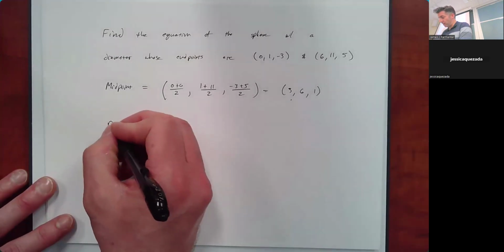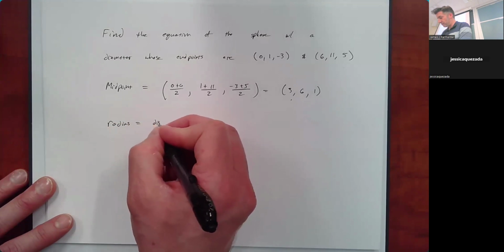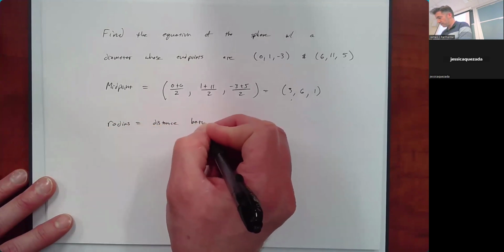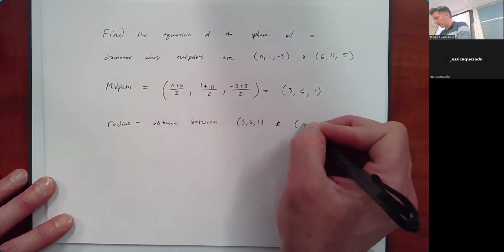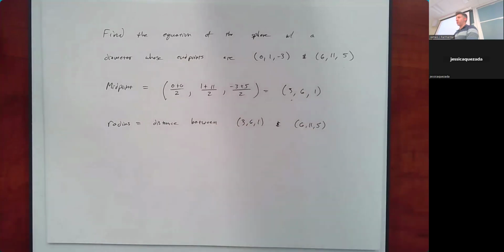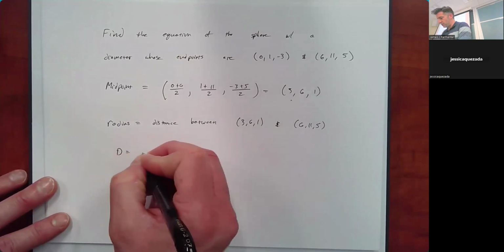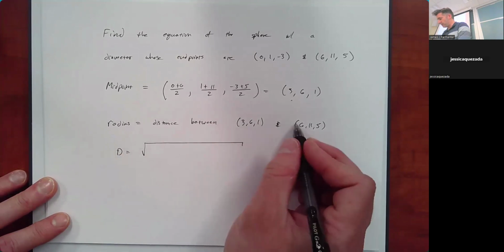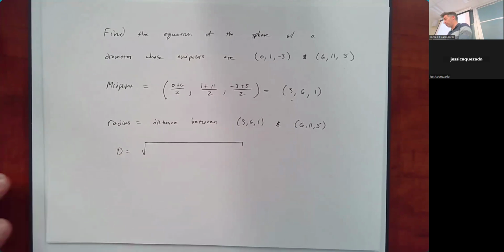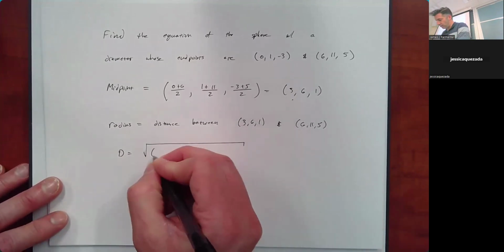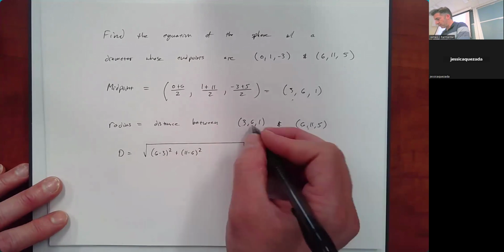So I'm going to say that my radius is going to be equal to the distance between the point 3, 6, 1, and the point 6, 11, 5. But again, either point, we could have picked that point. So then the distance is going to equal square root of 3 minus 6. So I would probably choose to subtract in the direction where things are positive, but again, it doesn't really matter. So I'd probably do 6 minus 3 squared plus 11 minus 6 squared plus 5 minus 1 squared.